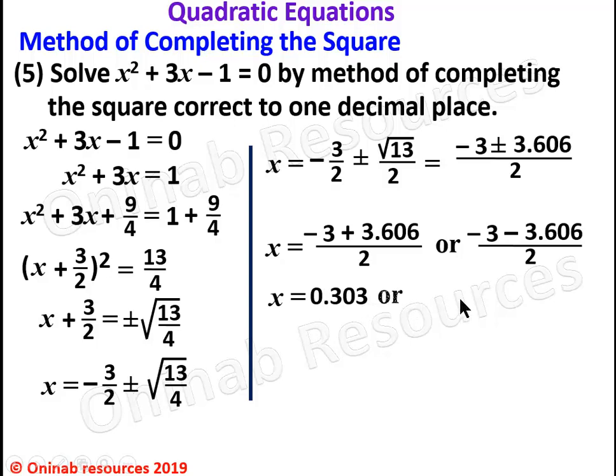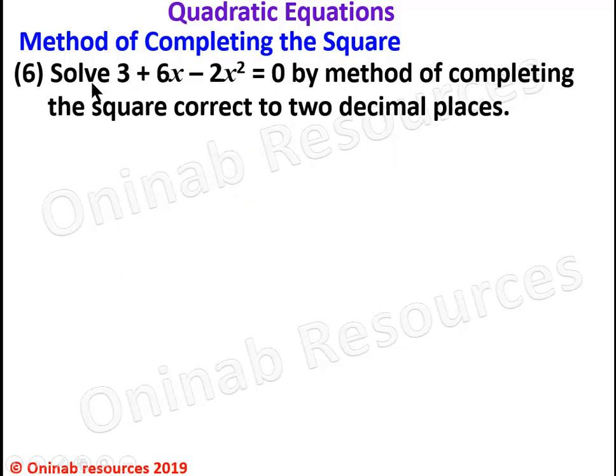So simplifying this, we have our x to be 0.303 or negative 3.303. And we have to give our answer to one decimal place. That will give us 0.3 or negative 3.3. That's to one decimal place. So we've done justice to the problem. We go to problem 6.